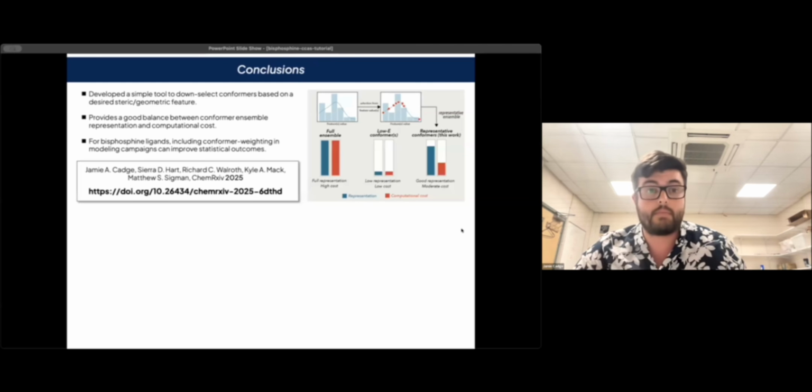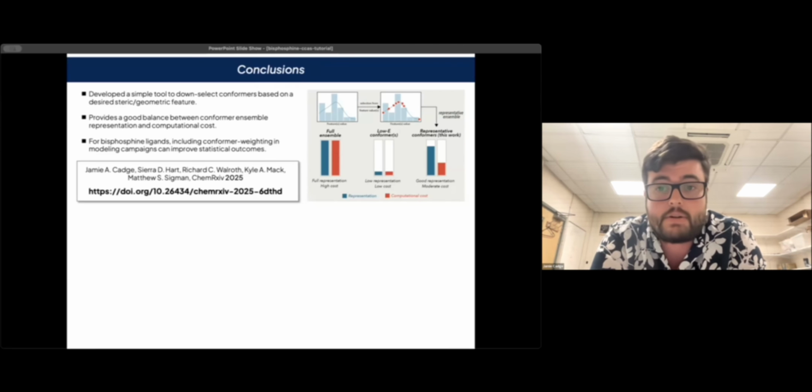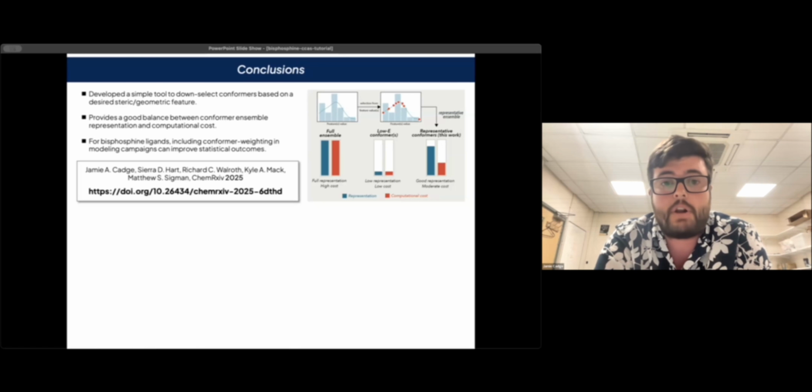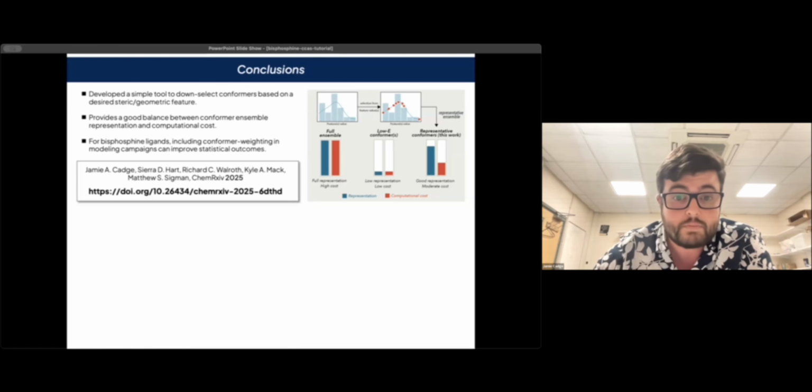So what we did here was we developed a simple tool to down-select our conformers based on our desired geometric feature, which happens to be bite angle. We found this to be a decent balance between conformer ensemble representation and computational cost. There are a few drawbacks, but I think these are okay in the context of the volume of calculations that we were running. And we do see some modest improvement in some modeling outcomes from two examples from our friends at Genentech.